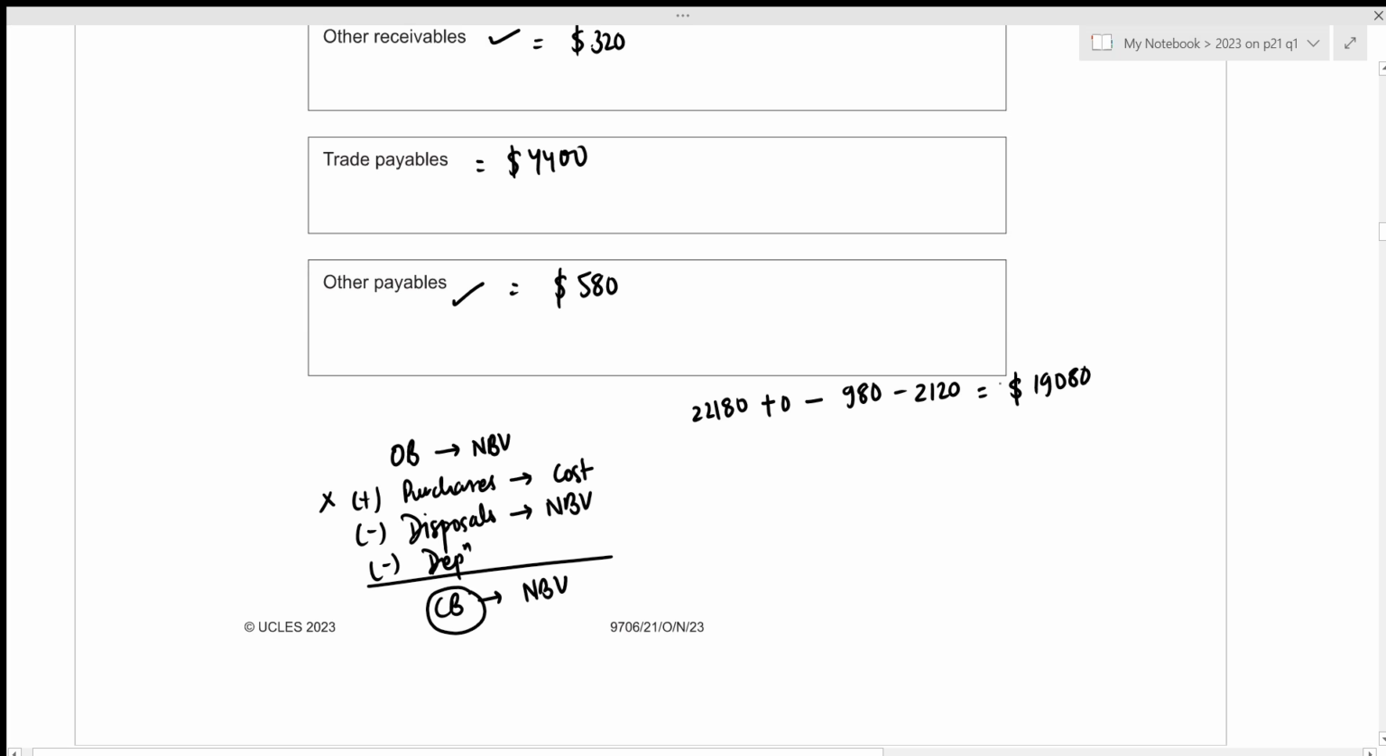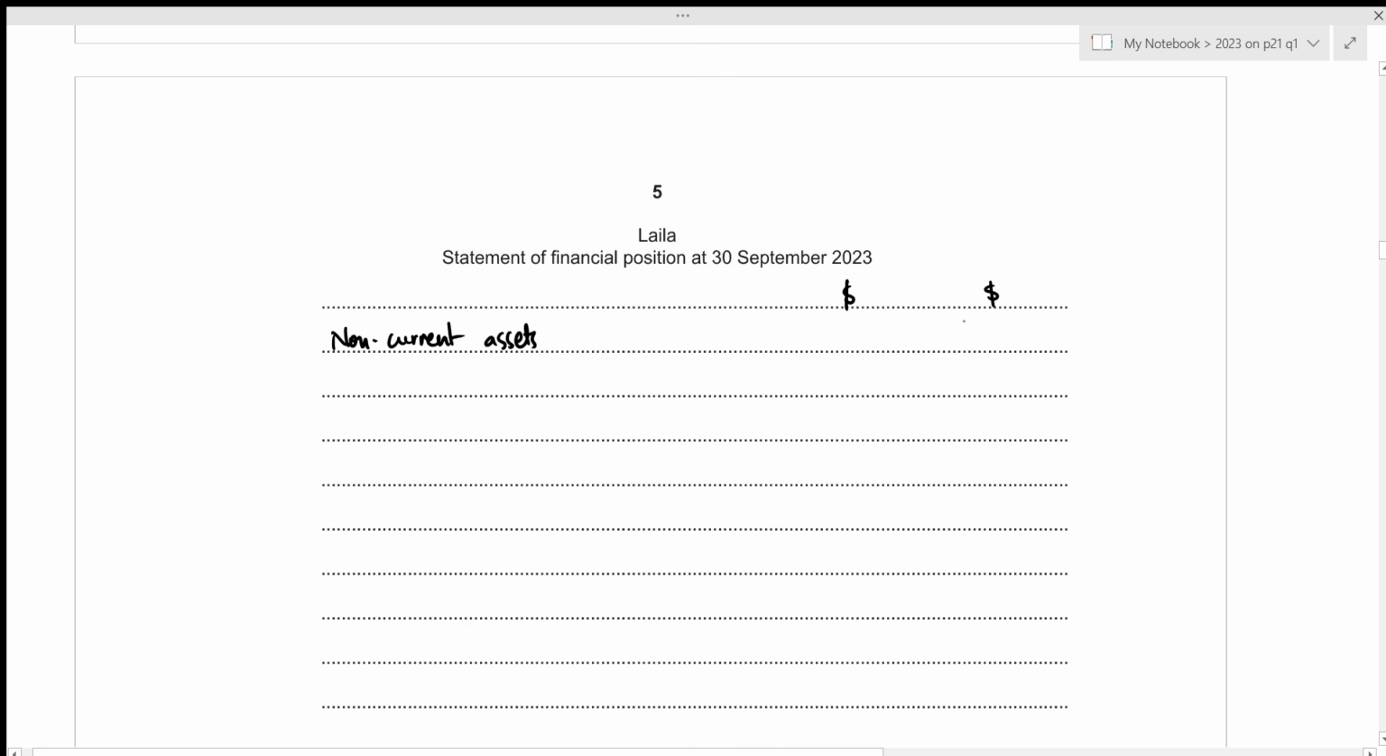So this is the value at which we need to show our non-current assets within the statement of financial position. Let's write it down. So that will be 19,080. That completes our non-current assets section. Then we can move towards the current assets section.